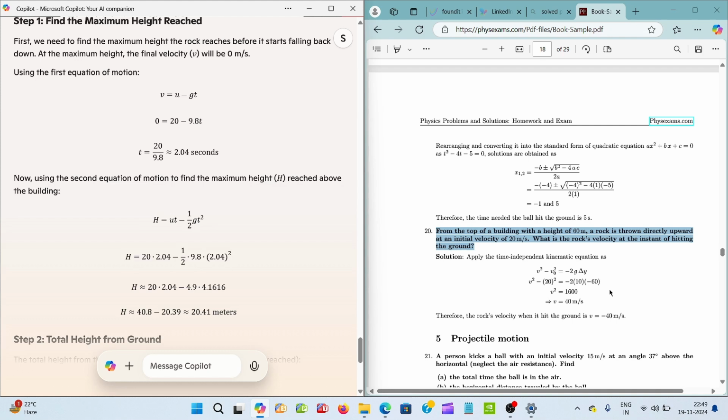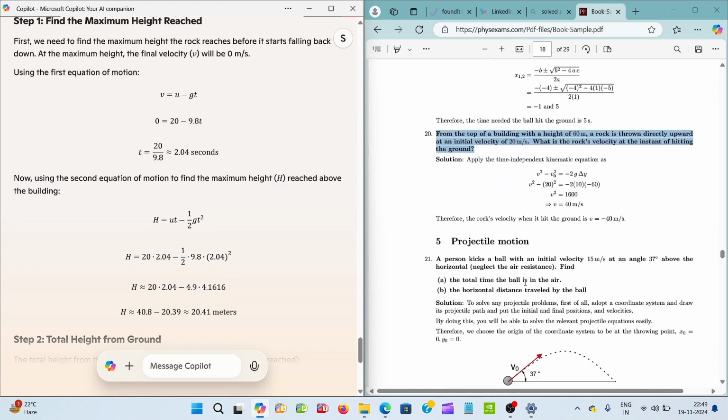So on this note, I will stop the video here. In the next video, we will try out some more physics problems. Maybe we will go with projectile motion.